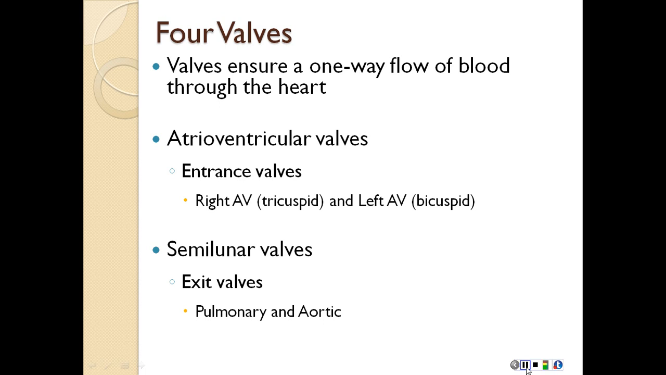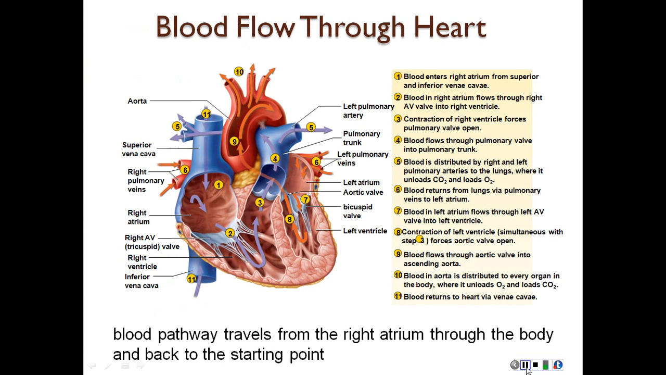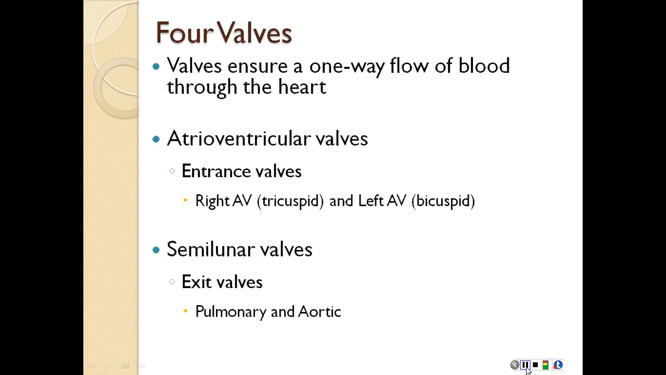And where does that name come from? That's where they're located, between the atria and ventricles. Okay? So the atrioventricular valves, and then the other two are called semilunar valves. You have the pulmonary semilunar, and that semilunar means half moon, and that's the way they're shaped. And pulmonary semilunar and aortic semilunar. And these are referred to as exit valves because blood exits through these valves when blood leaves the heart.